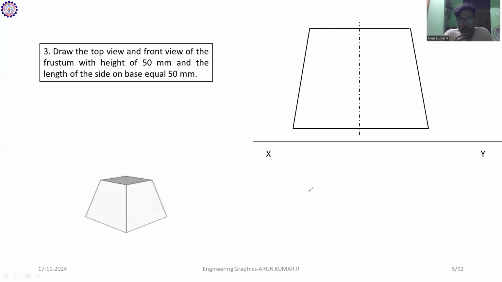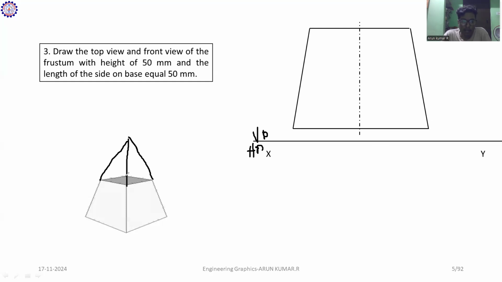So what you have to do is construct the xy line first. After that, mark this as the vertical plane and this as the horizontal plane. This is the name I have given for this problem: the top and front view of the frustum with a height of 50 mm and a base side length of 50 mm. So the height is 50 and the base is also 50. The frustum is joined like this.